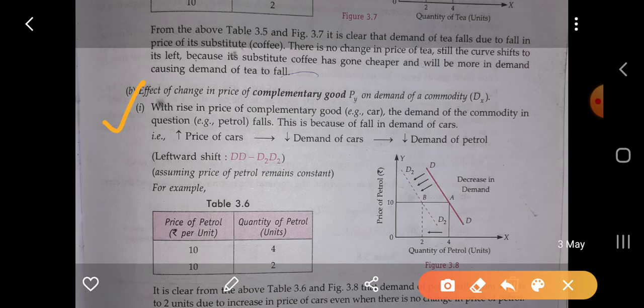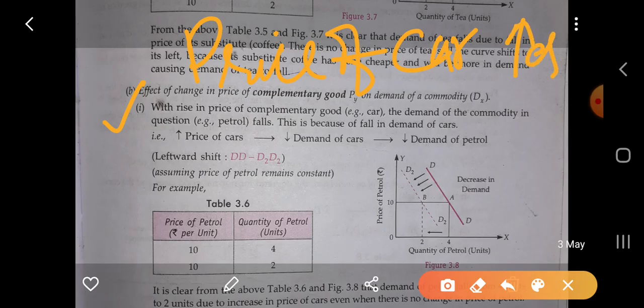Okay, so when there is a rise in the price of the complementary goods, when the price of car increases, so the demand of the commodity in question falls, meaning demand of the petrol will also fall, because when the price of car increases, nobody wants to purchase the car, so the demand of the petrol will decrease.